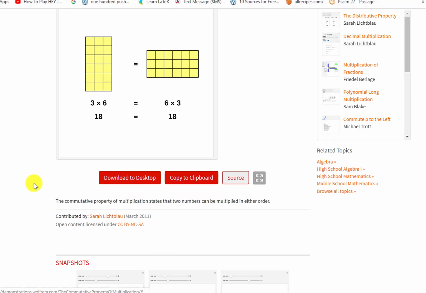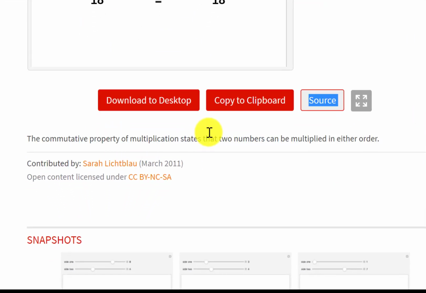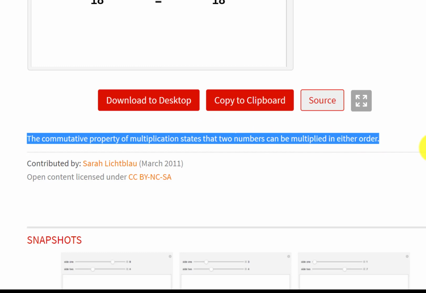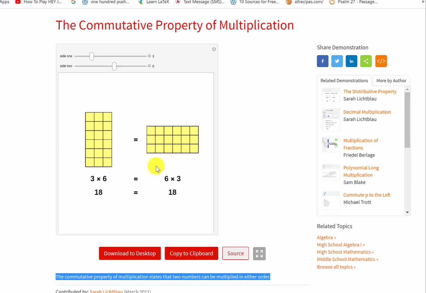So there is a definition for the commutative property of multiplication. And the definition is a pretty simple one. It states that any two numbers can be multiplied in any order and we'll get the exact same answer. So if we scroll up a bit and take a look at the example that's on the page, we can see a visual model of the commutative property in action.